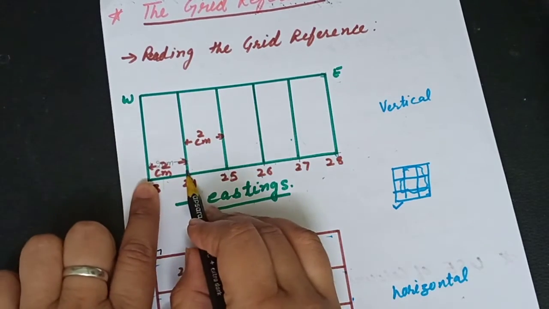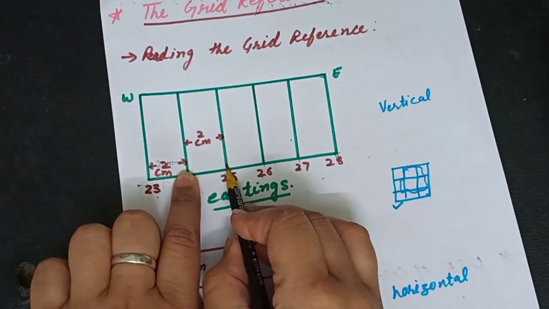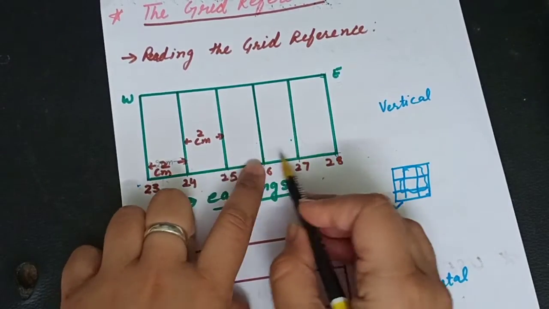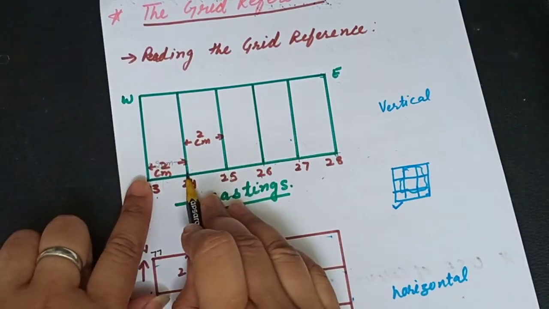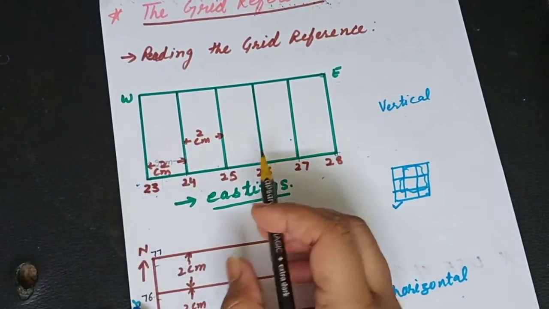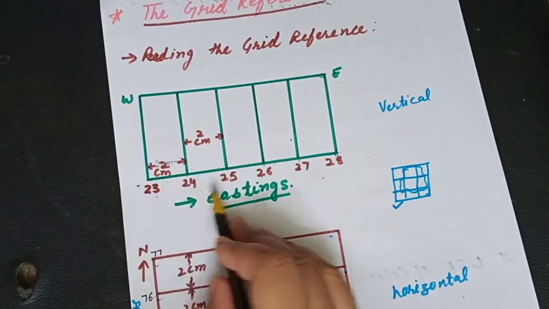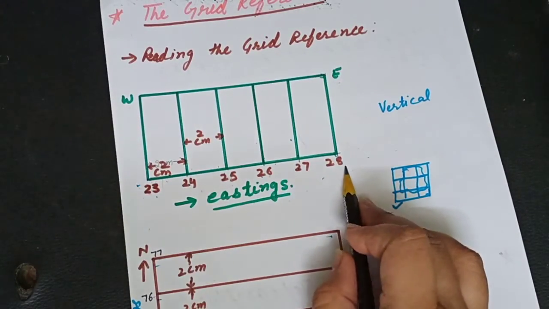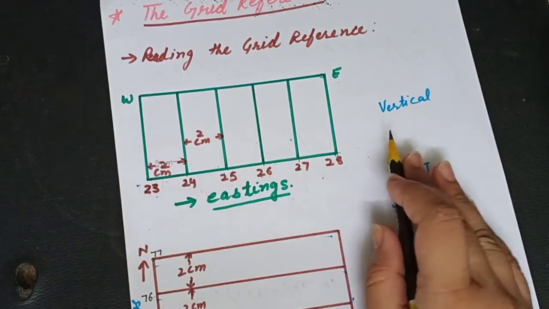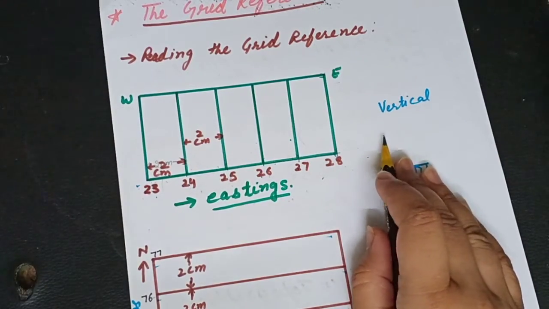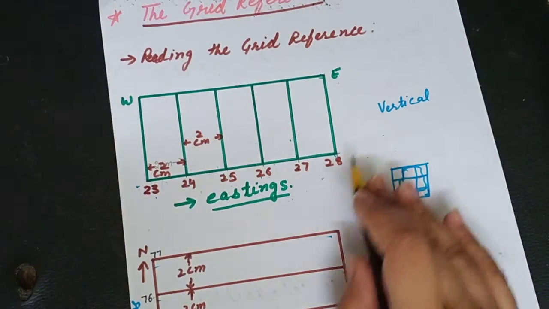The distance between two vertical lines or two eastings is always the same. Here it is 2 centimeters each. So these are numbered 23, 24, 25, 26, 27, 28. So these are eastings, vertical lines, which we also call longitude.